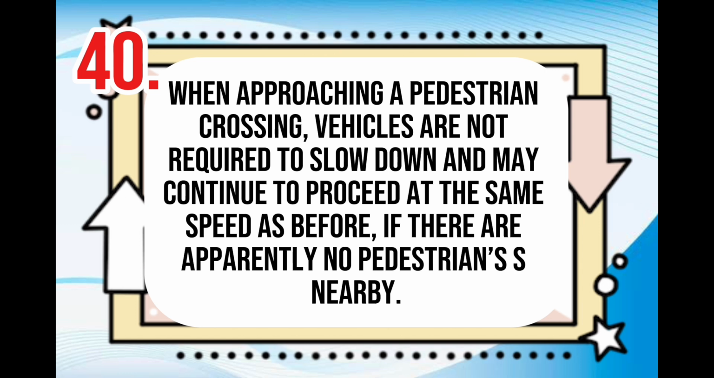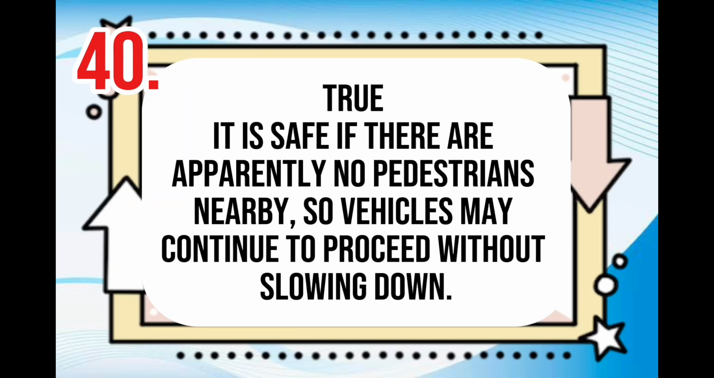When approaching a pedestrian crossing, vehicles are not required to slow down and may continue to proceed at the same speed as before, if there are apparently no pedestrians nearby. True, it is safe if there are apparently no pedestrians nearby, so vehicles may continue to proceed without slowing down.